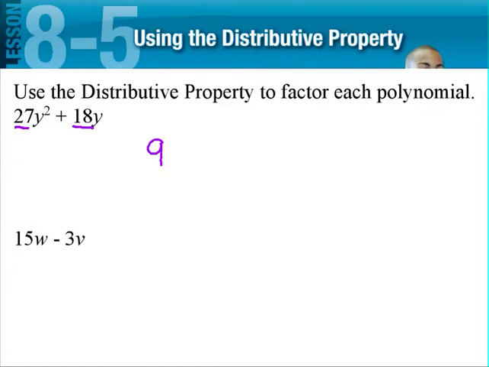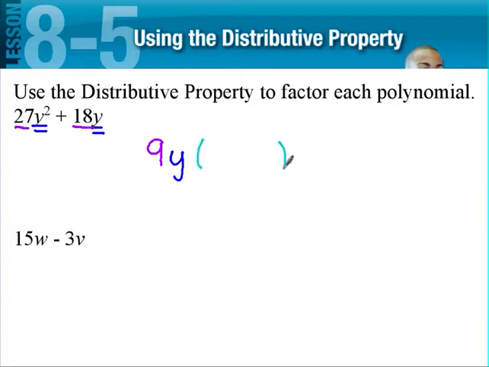Now what I'm going to do is look at the next term in the binomial. I have a y squared and a y. What is in common with a y squared and a y? 1y, right?